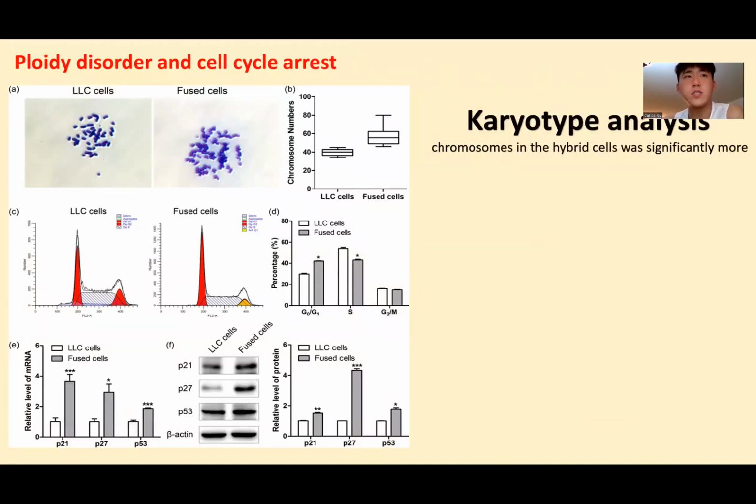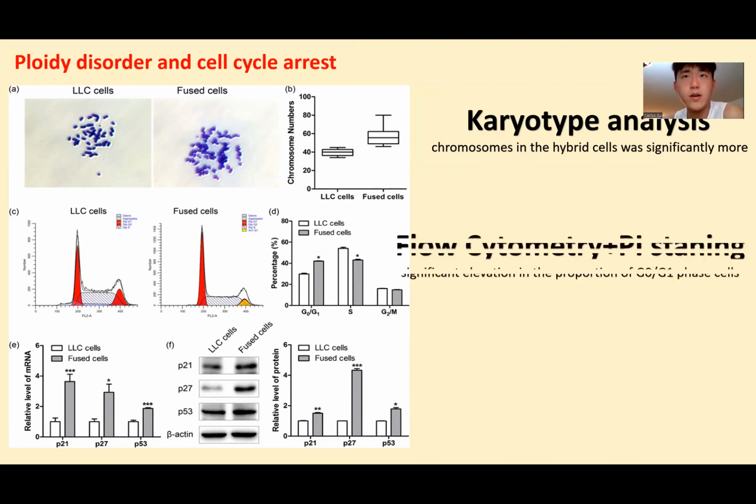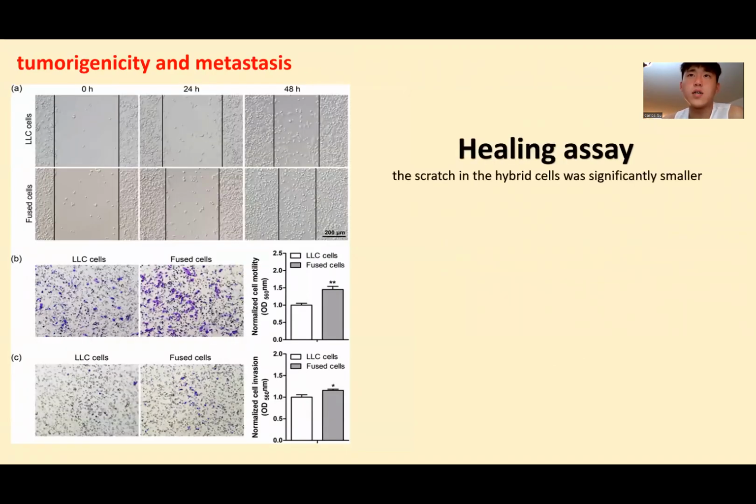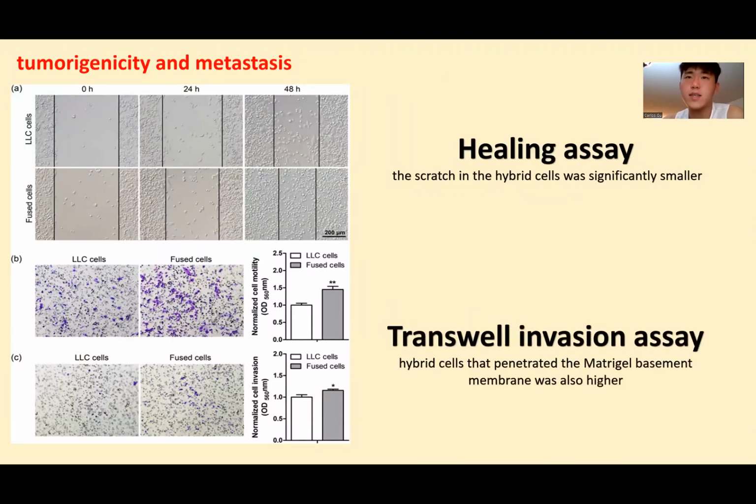Then we try to see whether the fusion can give the cells some properties. First of all, we do karyotype analysis. We see the chromosome number is getting higher, and with flow cytometry, we see the cells stuck at some stage, which can stop them from proliferating. We also do Western blot and RT-PCR on a lot of important proteins and mRNAs to see if they help the cells proliferate. Then we do a wound healing assay and a transwell invasion assay to see if their ability to migrate and penetrate is getting stronger.